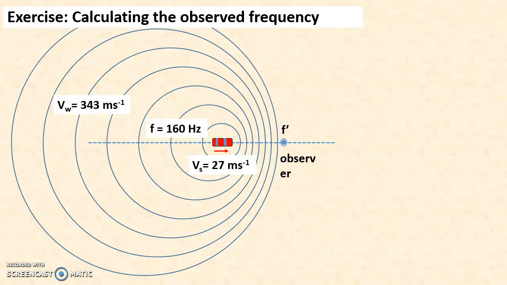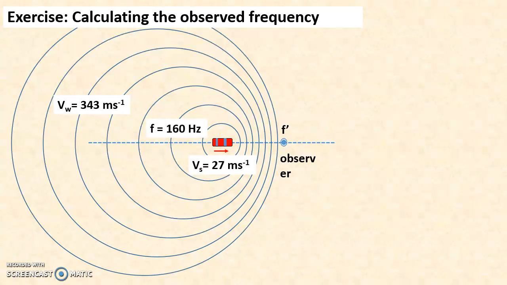So here's a type of exercise that we might have to solve. Here is a car and it's moving towards the observer. We have a frequency of 160 hertz, possibly from the horn of the car. We have a velocity of 27 meters per second. If you multiply that by 3.6, you can work out how many kilometers per hour it's going. Somewhere about maybe 106, 110.